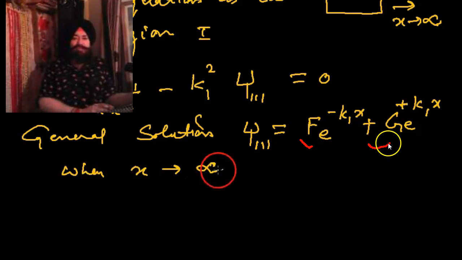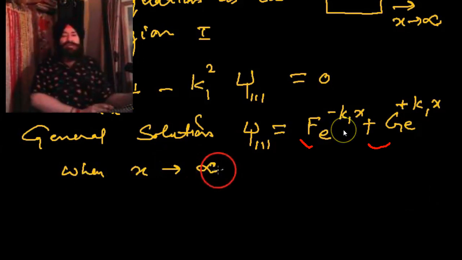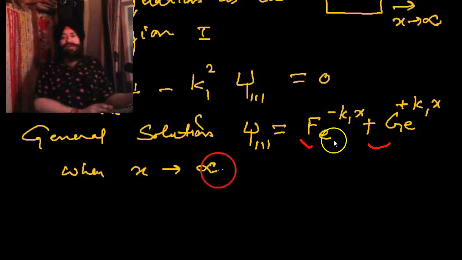One thing you keep in mind, in region 1 and in region 3, there is no iota in the solution. Iota was only in region number 2, which is the square well potential itself. Now there is a very small, very simple question for you: why have we chosen iota in the general solution in the square well potential but no iota in region 1 and region 3?